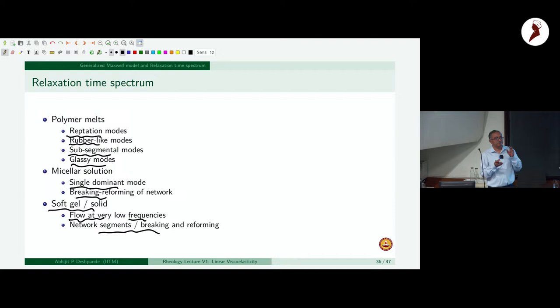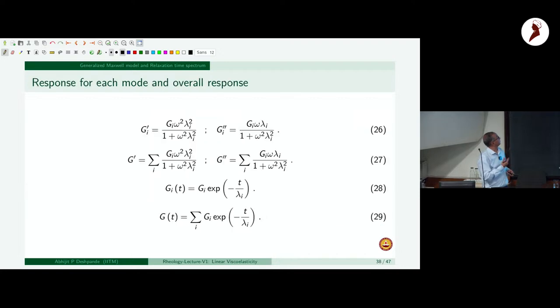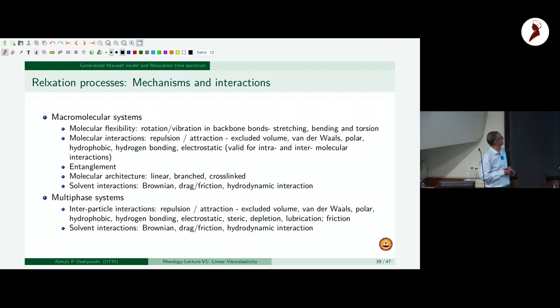But there can be zipping and unzipping of these sticky points in the system, or breaking and reforming of the fibrils if it's a smaller molecular weight gelation system. So that's why, if at all you observe flow, it will be a complete disruption of whatever assembly is there in the system. And so one can look at all of this using a spectrum of relaxation times.